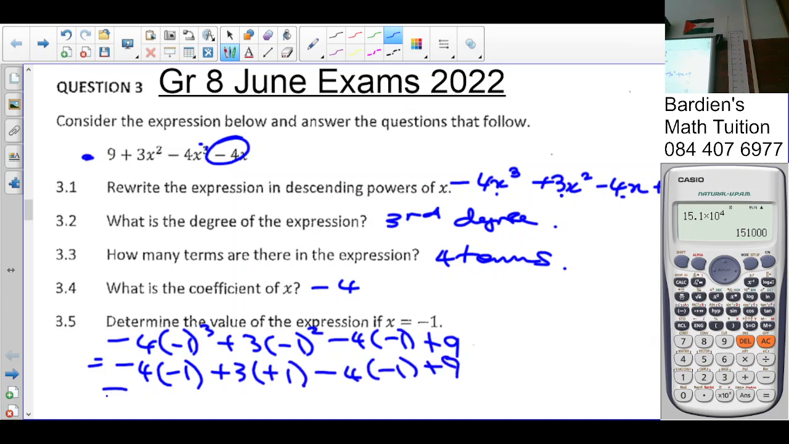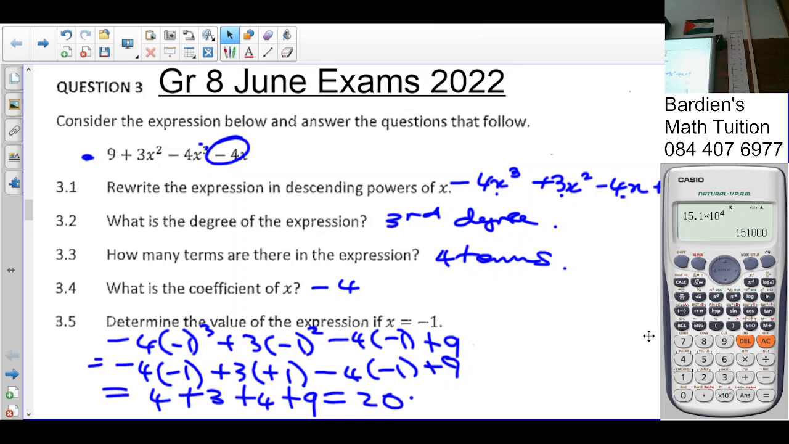Okay, so now we just multiply this out. So it's going to be negative 4 times negative 1 is positive 4. Positive 3 times positive 1 is 3. Negative 4 times negative 1 is positive 4 plus 9. 4 plus 3 is 7. Plus 9. 16 plus 4 is 20. Is that correct? Yes. Is 20 correct? Yes. Okay.